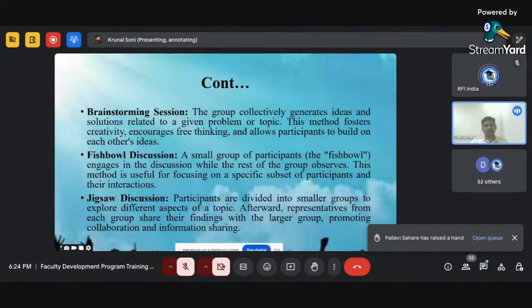Brainstorming: you give some ideas, some critical thinking problems, and based on that, there should be a free-handed discussion among participants. That is called brainstorming.